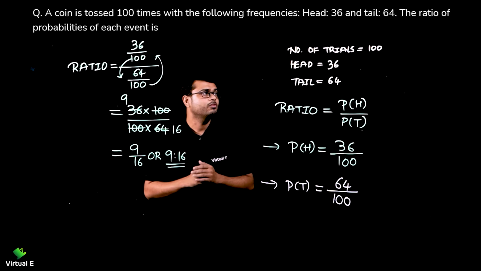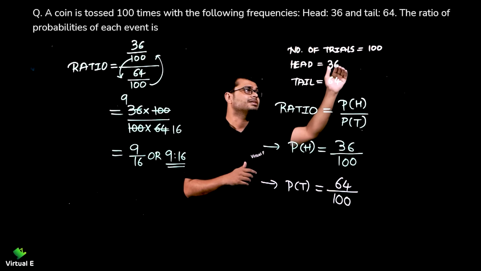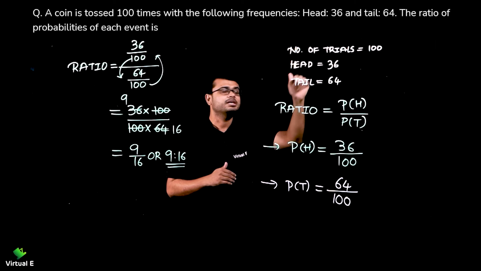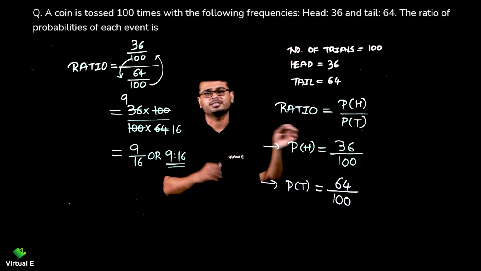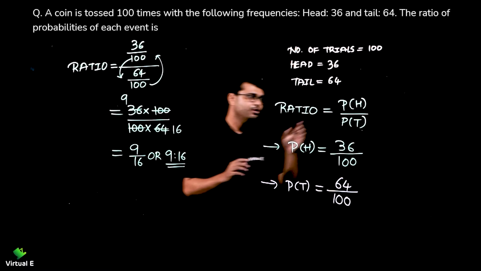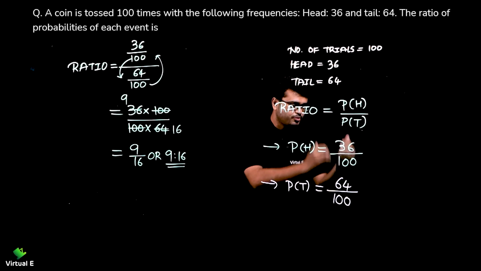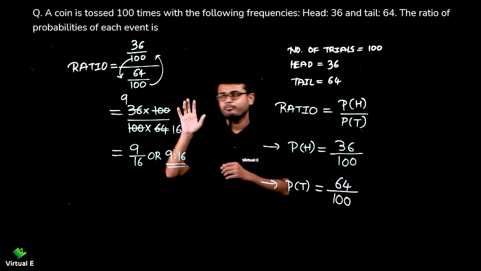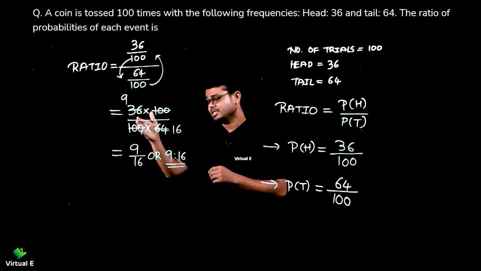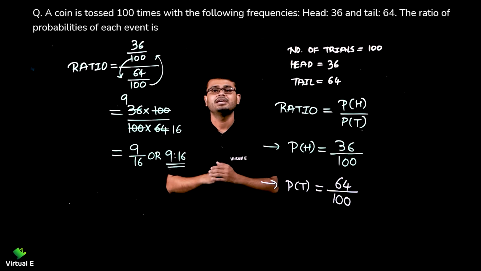So let's recall what we did. We have the number of trials 100, heads are 36, tails are 64. We need to find the ratio of the probabilities, not only probability, right? We know how to find the probability. Get the two probabilities, then write the ratio. Simplification plays a very important role, right? Do the cancellation and get the ratio, which is 9/16.